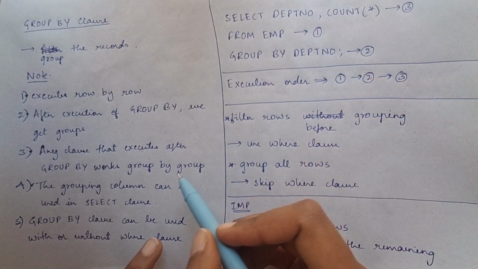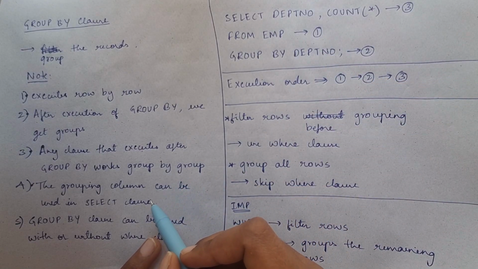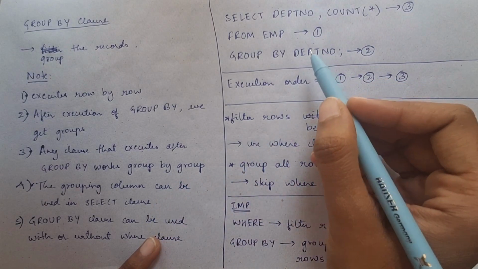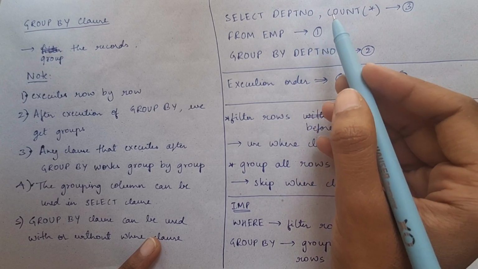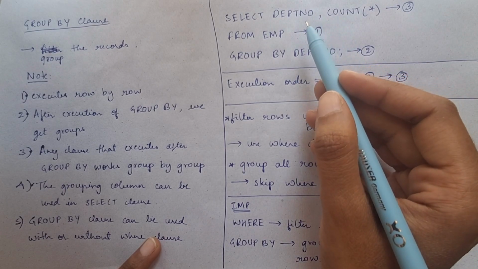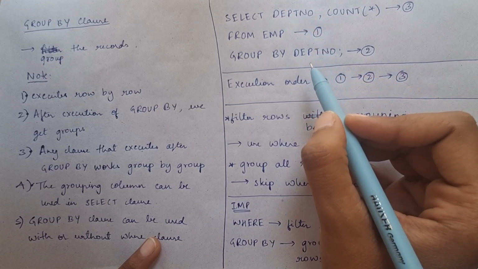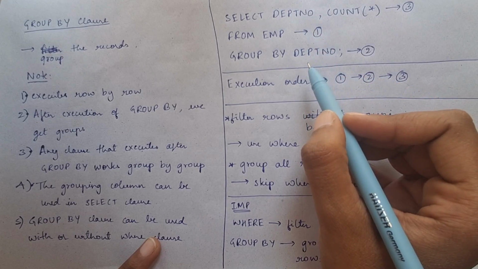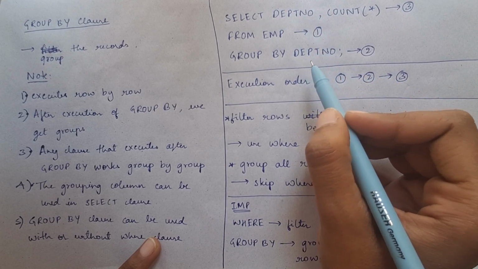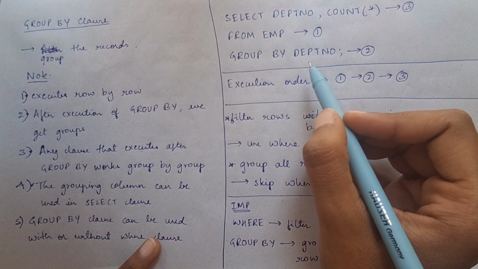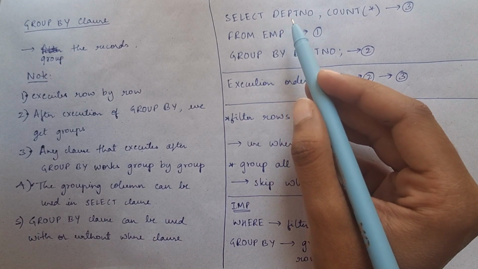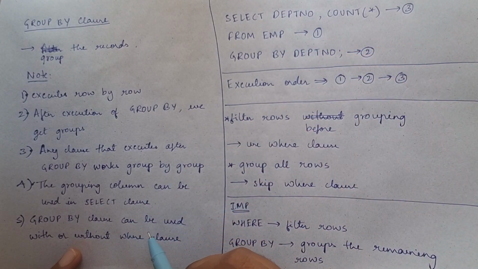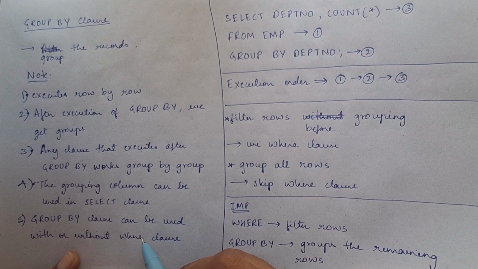The grouping column can be used in select clause. That is, the column which we use in group by clause can be written inside select clause also. Here we are grouping department wise. Since we are grouping, we use department number in group by clause, and also we have to write the same column in select clause.